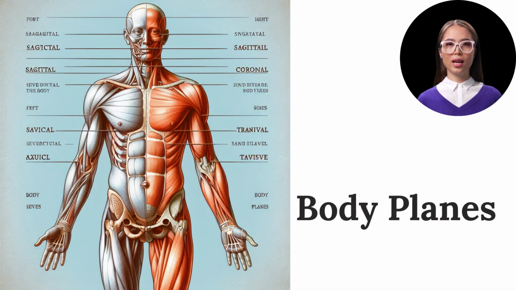Body planes divide the body into sections, which is especially helpful for imaging and understanding anatomy. For example, the sagittal plane divides the body into left and right parts, while the transverse plane divides it into upper and lower parts. Understanding these planes helps us interpret imaging studies like MRIs and CT scans, which are vital tools in healthcare.